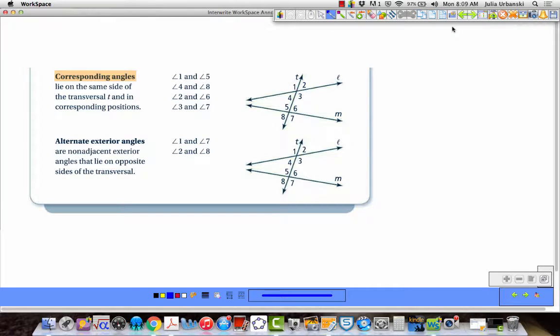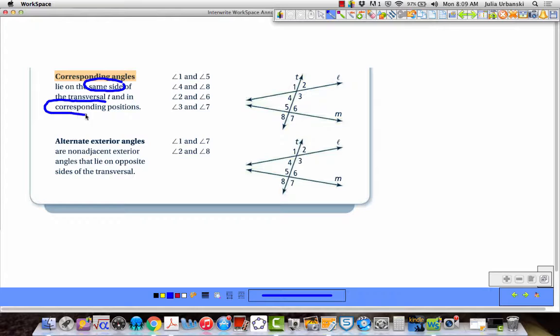Corresponding angles lie on the same side of the transversal and in corresponding positions. Two words there. Same side, good, of the transversal. We'll talk about transversals in a second. And what else? Corresponding positions.